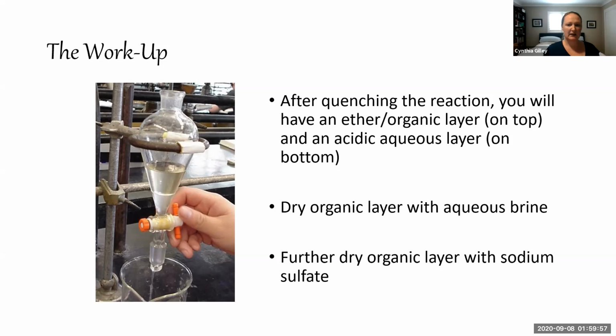We can drain that into an Erlenmeyer flask and further dry the organic layer with sodium sulfate or magnesium sulfate. That will again remove the last trace amounts of water that could be present in the organic layer, and it will be ready for transfer to a round bottom flask and removal of the diethyl ether solvent via a rotary evaporator.